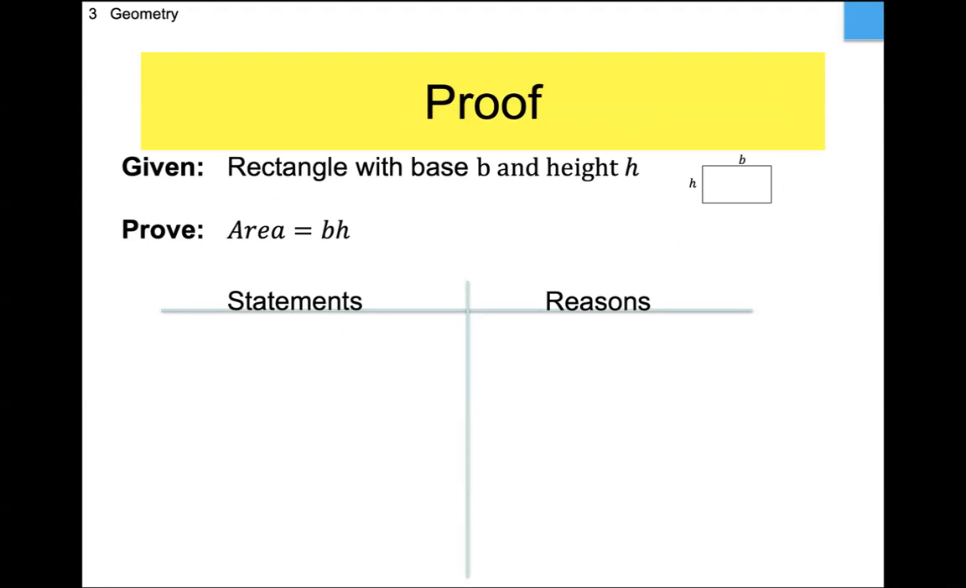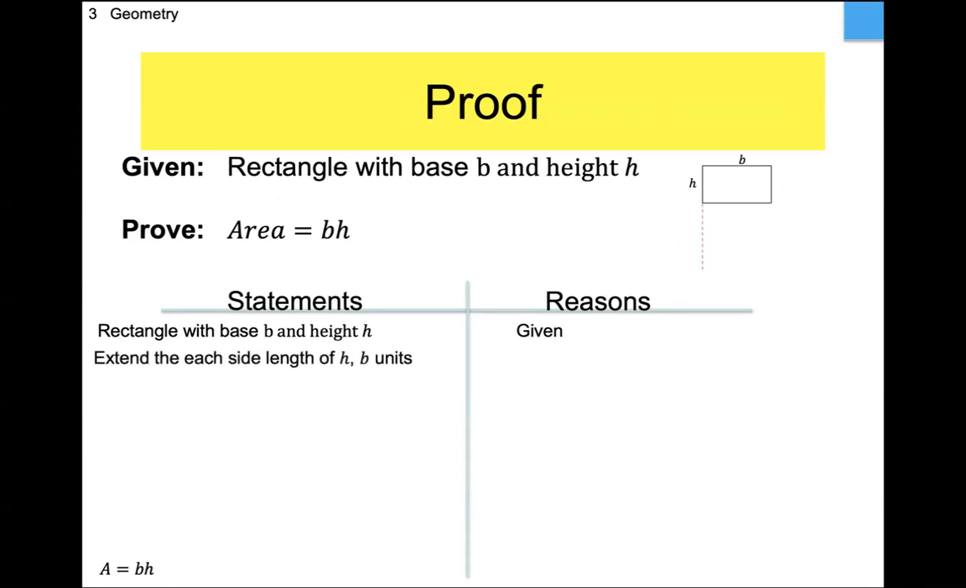All right, so here's my rectangle. It has a height of h and a base of b, and I'm going to prove that the area is base times height. This is a pretty complicated proof. All right, so here we go. Step number one, I'm going to extend the side length h. So notice that's the left side. I'm going to extend it b units. So that red dotted line right there, I'm going to claim is b units.